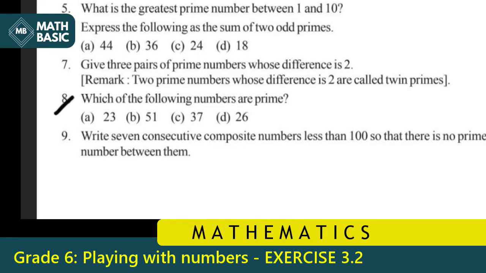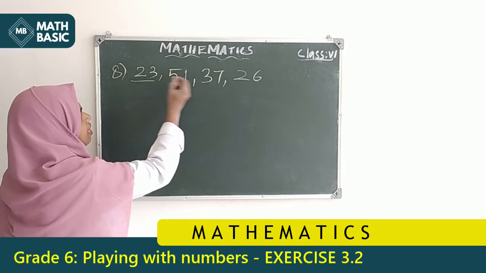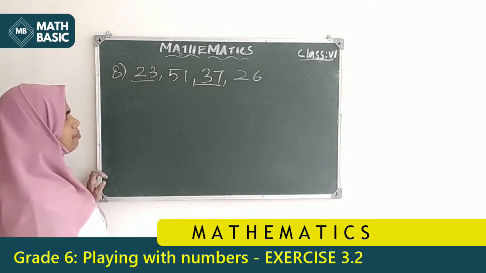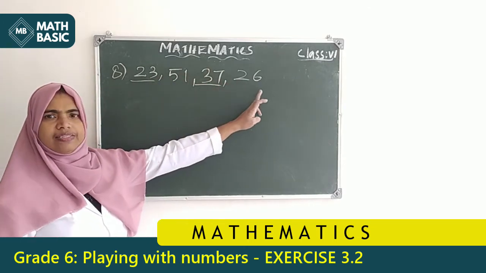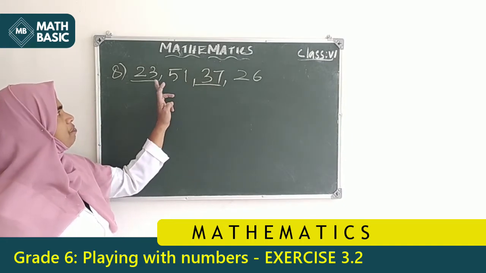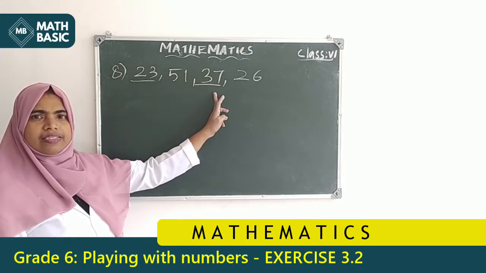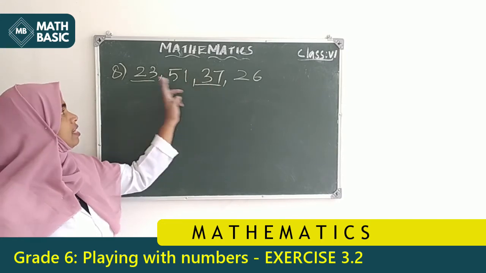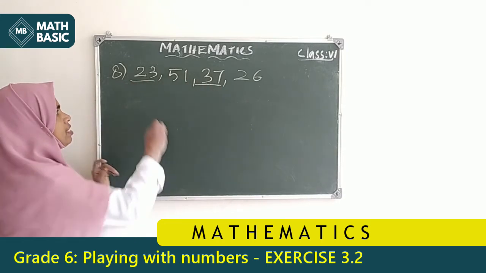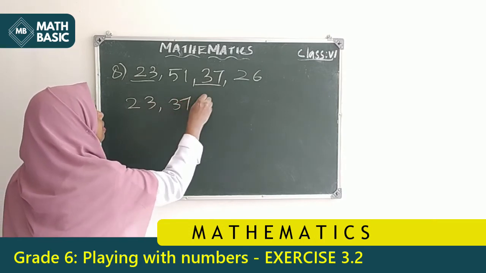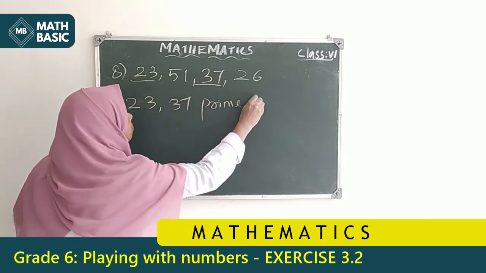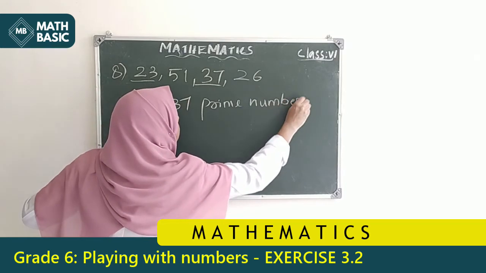Number 8. Which of the following numbers are prime? A. 23, B. 51, C. 37 and D. 26. From this, 23 and 37 are prime numbers. 51 and 26 are composite numbers, because 23 and 37 have only the factors 1 and the number itself. So 23 and 37 are prime numbers.